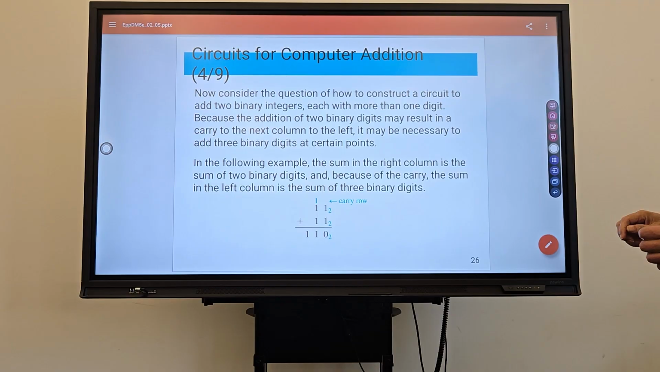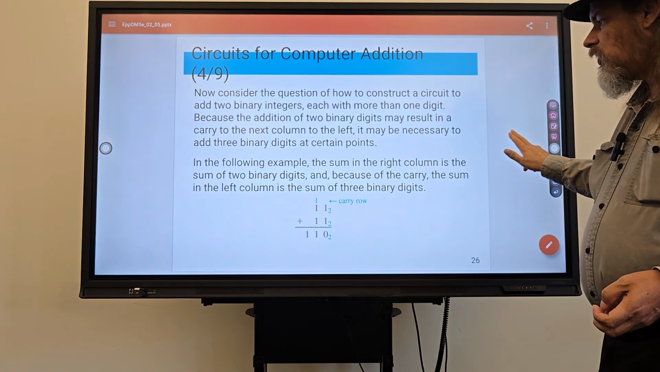All right. Now consider the question of how to construct a circuit to add 2 binary integers, each with more than 1 digit. Because the addition of 2 binary digits may result in a carry to the next column to the left, it may be necessary to add 3 binary digits at certain points. In the following example, the sum in the right column is the sum of 2 binary digits, and because of the carry, the sum in the left column is the sum of 3 binary digits.